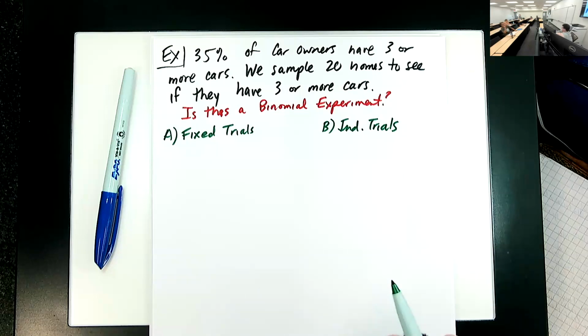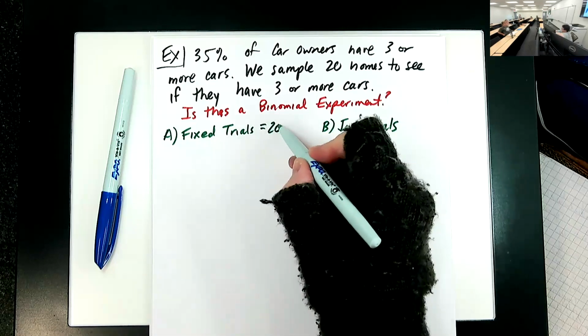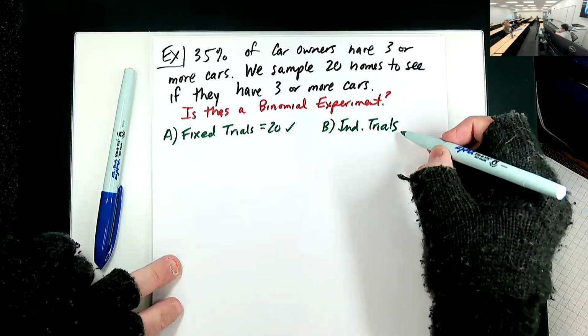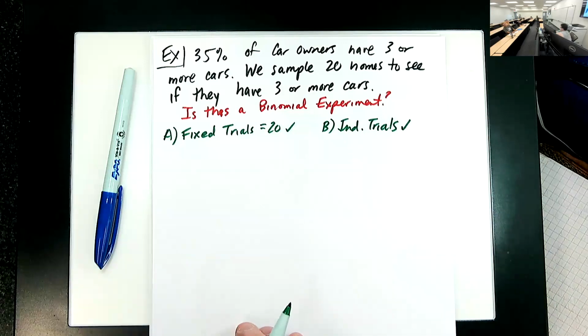So was there a fixed number of trials? Yeah, we said 20 homes, so that's valid. Are they independent? There's no reason to think that if I sampled 20 random homes they're not, unless I just went down the street. Like if I go down the street and one of the homes has 3, I might be in a rich neighborhood and there might be more. But if I just pick random homes throughout the town and hit 20 houses and ask.